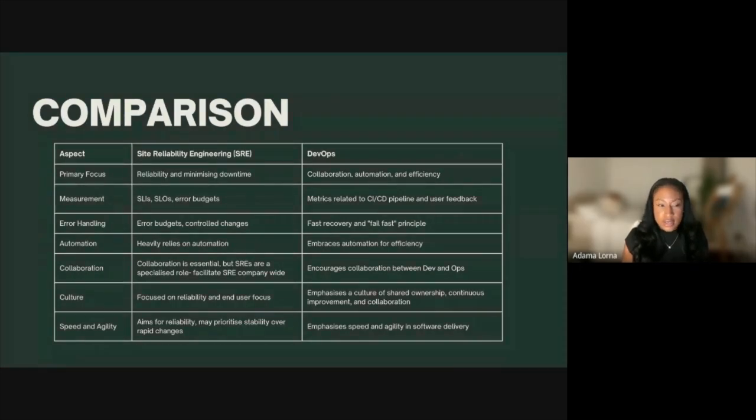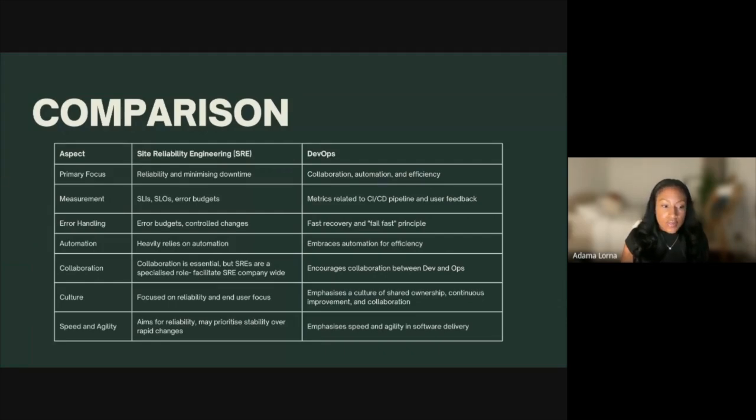Measurements: we're interested in SLIs, SLOs, and error budgets as SREs, whereas DevOps engineers, or DevOps in general, may be more interested in pipeline metrics, things like pipeline failure rates or the time taken for the pipeline to complete. In terms of error handling, we do things like error budgets in SRE. We're very much wanting controlled changes for the most part. DevOps typically has this philosophy of fail fast, but recover fast. Collaboration is huge in both. Automation is super heavy in both, as you could probably tell.